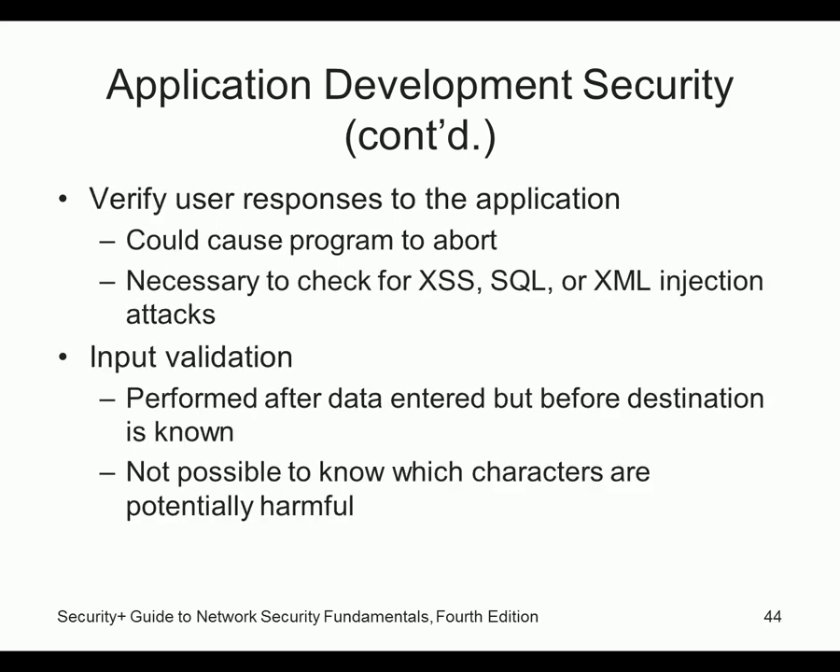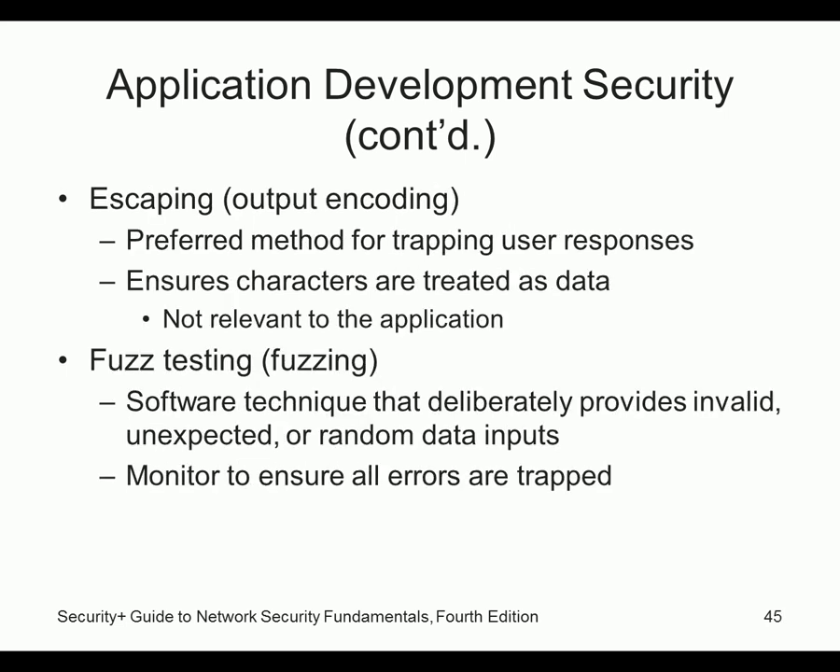All right, we looked at all this last chapter, SQL injection, XML injection. So you need to look for all that in your software, and you need to be looking at all times, because as you add new functionality, sometimes you're adding vulnerabilities. Input validation we already talked about, but you need to sanitize your input. Escaping, they're talking about, says preferred method for trapping user responses. Just get it and then analyze it at that point. Then fuzz testing is a software technique that deliberately provides invalid input.